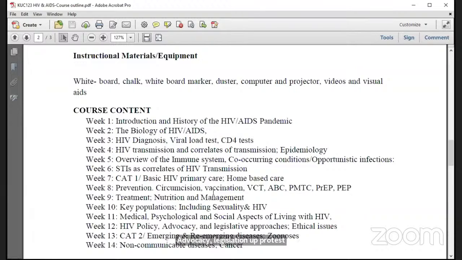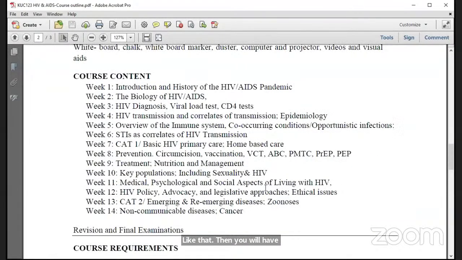Then week 13, we have CAT 2, covering week 7 to week 12. So you can prepare for the CATs. Those who will simply go and do the CAT without proper reading, if you think like that, then you are mistaken. Now, week 13, this CAT covers week 7 to week 12.